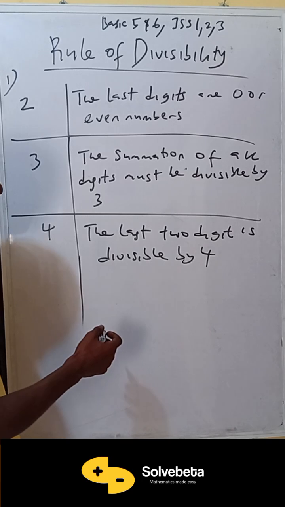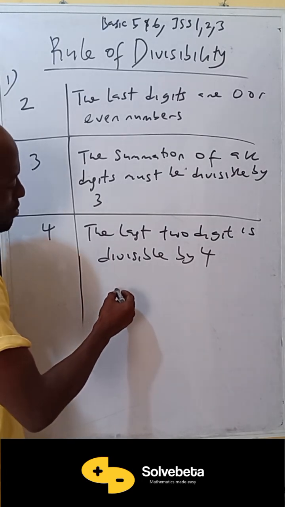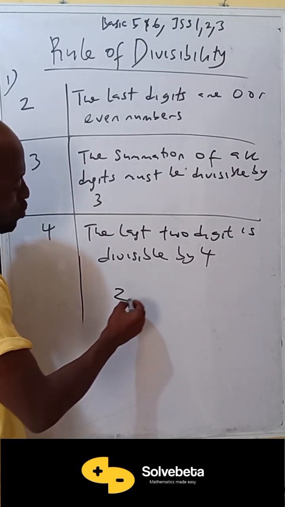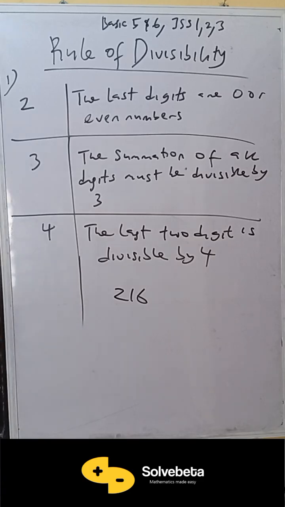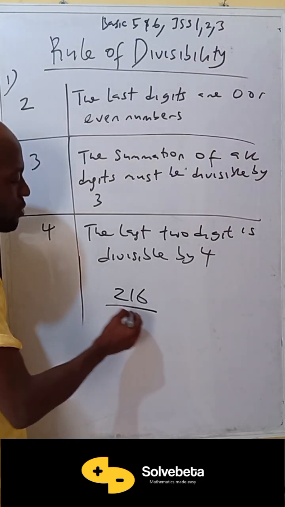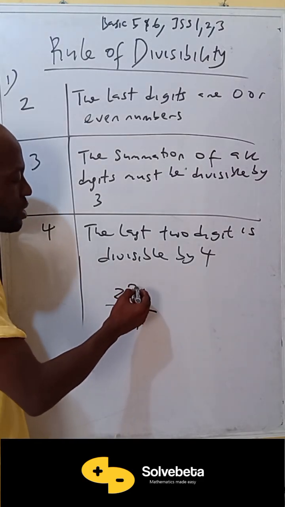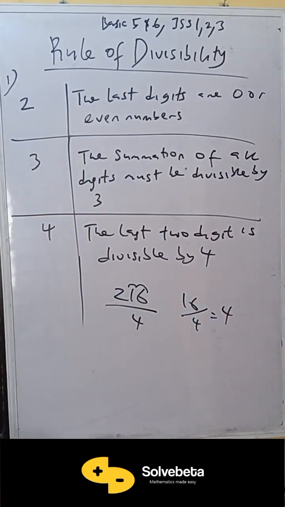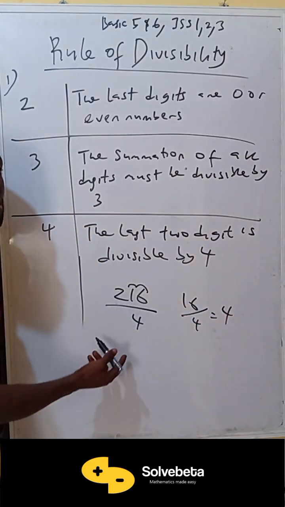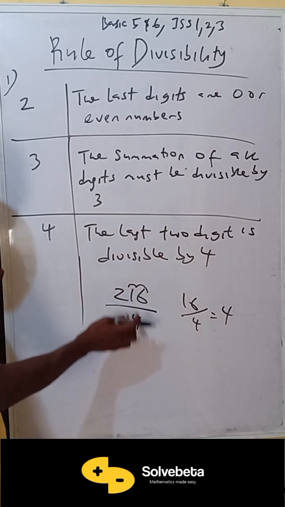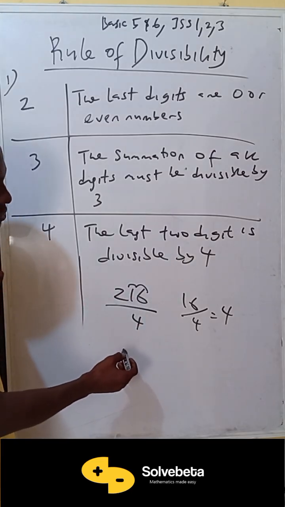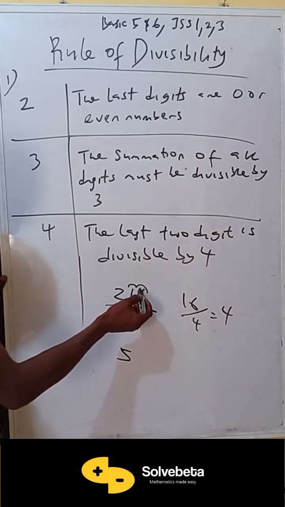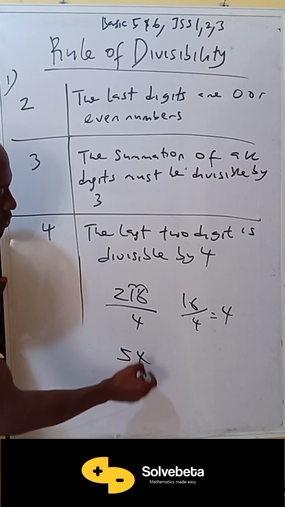So if you have this 216, how are we sure that 216 can be divided by 4? Take the last 2 digits. This is the last 2 digits, 1 and 6. Is 1 and 6 divisible by 4? Yes. Since 16 is divisible by 4 to give 4, it means that 216 can be divided by 4 without remainder. 21 divided by 4, that's 5, 20, remainder 1. 16 divided by 4, 4.